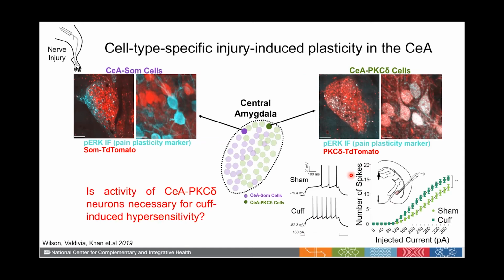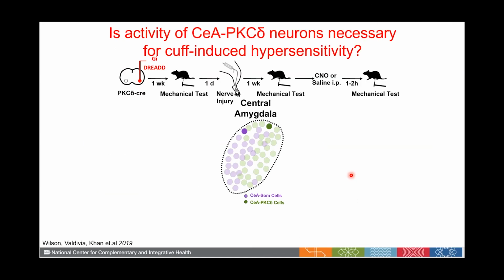In the next set of experiments, we wanted to establish causality. Is this related to the behavioral hypersensitivity? In order to do that, we used a chemogenetic approach. In the PKC delta Cre animals, we injected an inhibitory DREADD that will allow us to inhibit the neurons that express PKC delta locally only in the CEA. And then we performed a battery of behavioral tests.